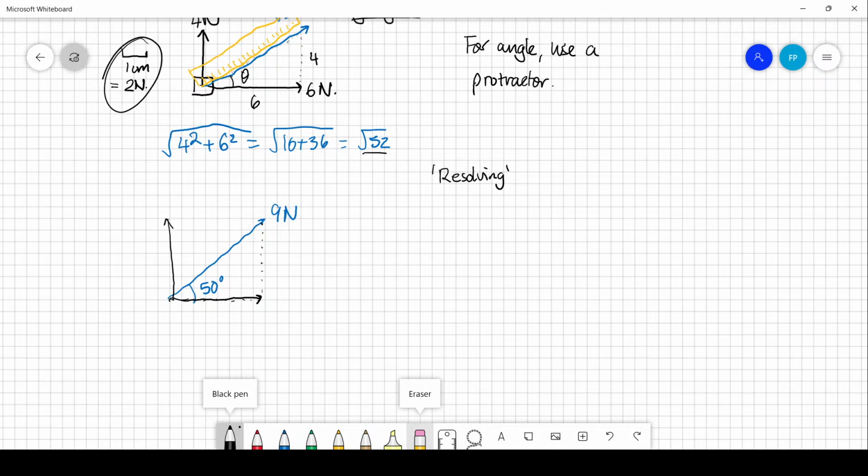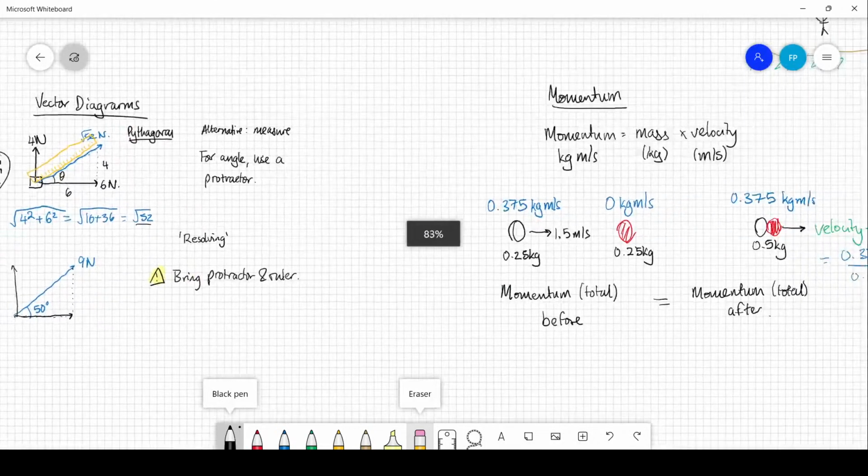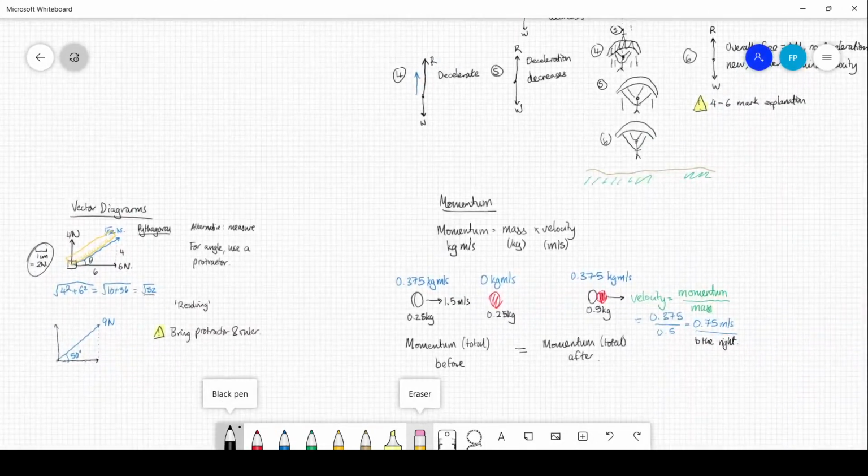So just a reminder for these vector diagrams, I should absolutely recommend bring a protractor and a ruler. It may help. So that's actually it for the first part of this evening revision. That is forces done for you. And next, in about 2 to 5 minutes, I will do waves, which you've been recently doing.